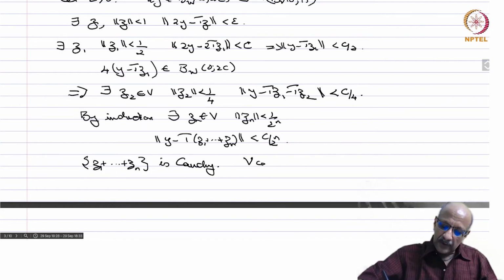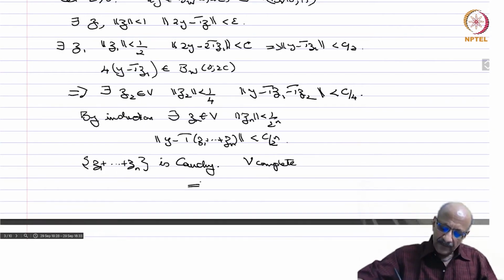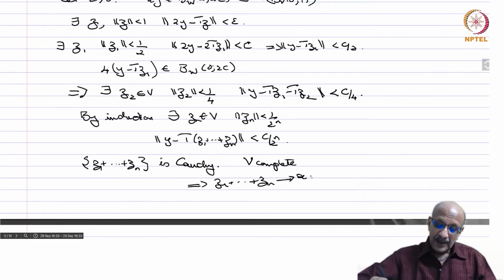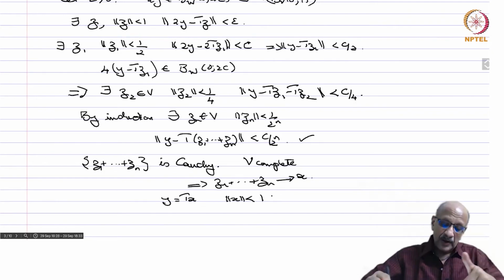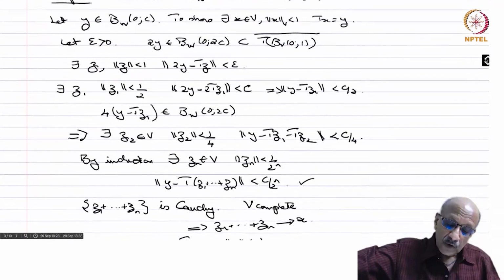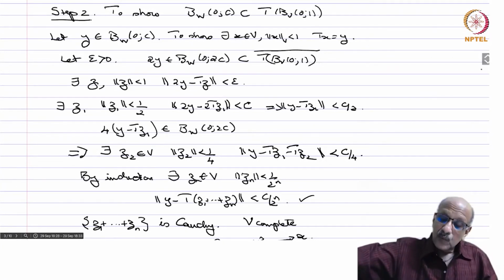So V complete, so now the last part of the hypothesis implies z1 plus ... plus zn converges to some x, and then you have from this condition here that y equals Tx. And what is the norm of x? It is less than or equal to the sum of the norms of all these terms. That's a convergent geometric series, and therefore that will be strictly less than 1, since each norm zn is less than 1 by 2 power n. So there exists an x, and so we have proved that there exists an x with norm x less than 1, and this is exactly what we wanted to show, such that Tx equal to y.